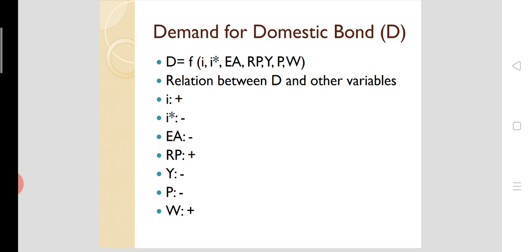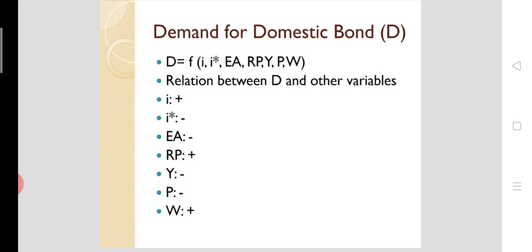Next one is RP. RP is the risk premium. Whenever the risk premium is higher, the demand for foreign bond will come down. That money will be kept as idle here, then demand for money will increase. Y is the income. Higher income means higher demand for money. So whenever demand for money is increasing, the demand for domestic bond will not increase, it will decline.